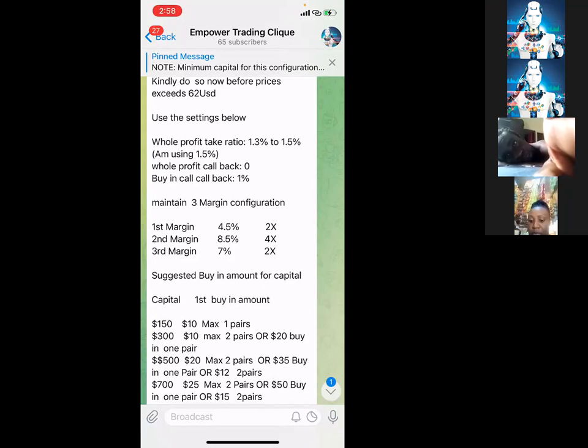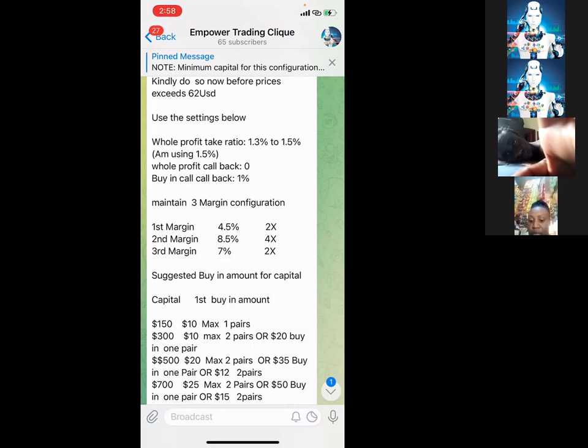$38. Okay? And I say again, if the market goes down 8.5% after it has activated the first margin, it should buy what again? 4 times. Why are we doing this? Why is this strategy very powerful? It reduces your entry price.